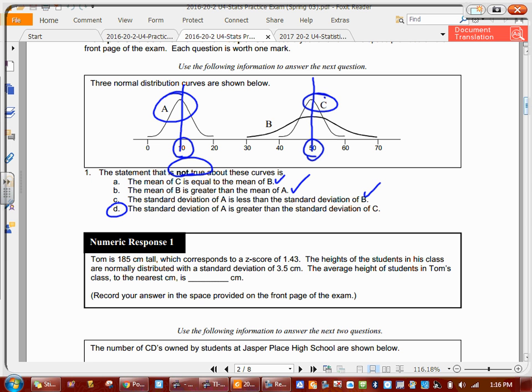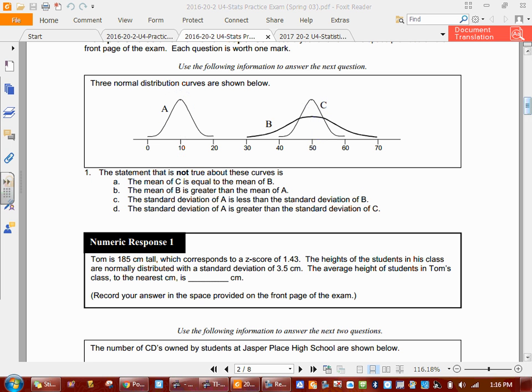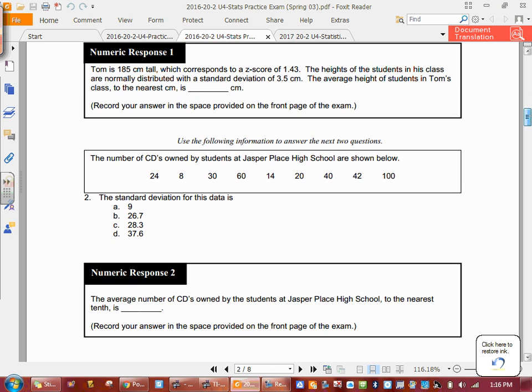All right, let's move on to numeric 1. Numeric 1 tells us that we've got Tom, he's 185 centimeters tall. Now, that corresponds to a Z-score of 1.43. So that's what they're telling us about the number 185. It says the heights of the students are normally distributed with a standard deviation, so they're spread out by 3.5. It says the average height. So we want to find the mean.